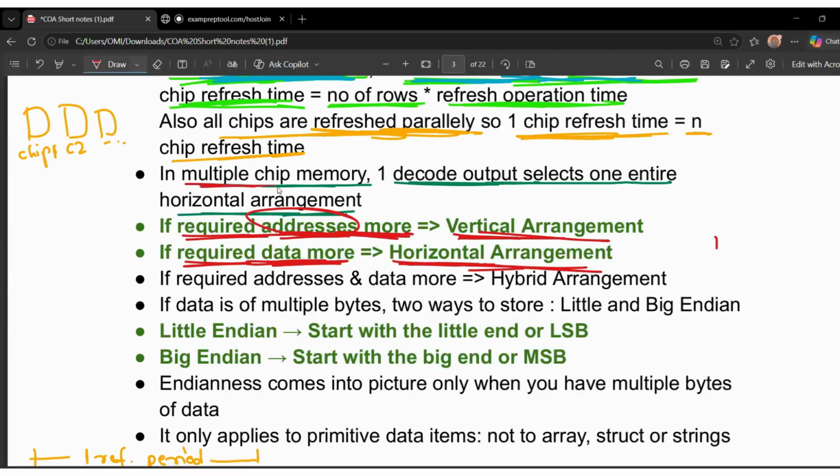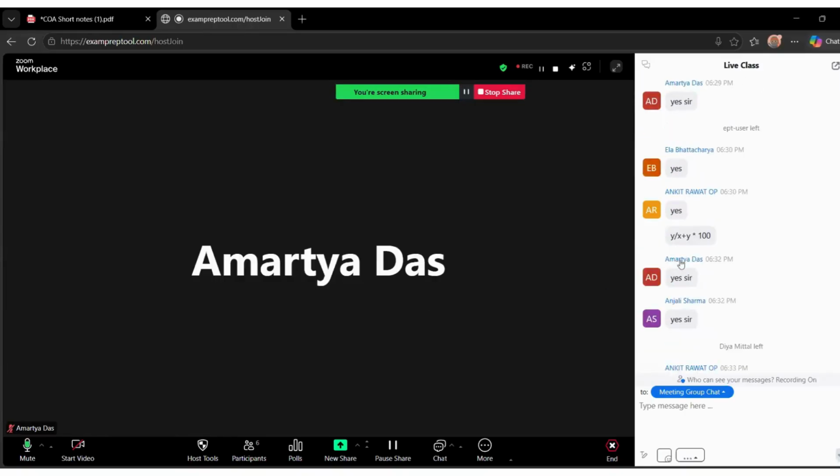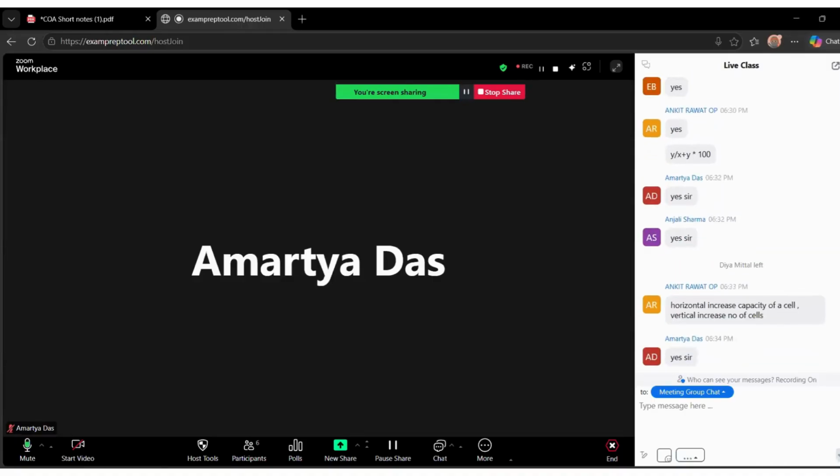So that is what is written here: in a multiple chip memory, one decode output selects one entire horizontal arrangement. The decoder is required for one address selection. If the decoder selects this particular address, this entire arrangement is given, so this data, this data and this data are also given. Yes or no? Horizontal increases the capacity of the cell, and vertical increases the number of cells.